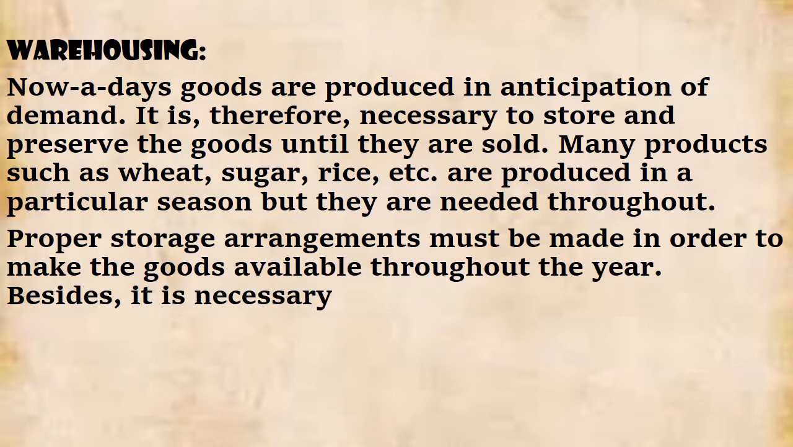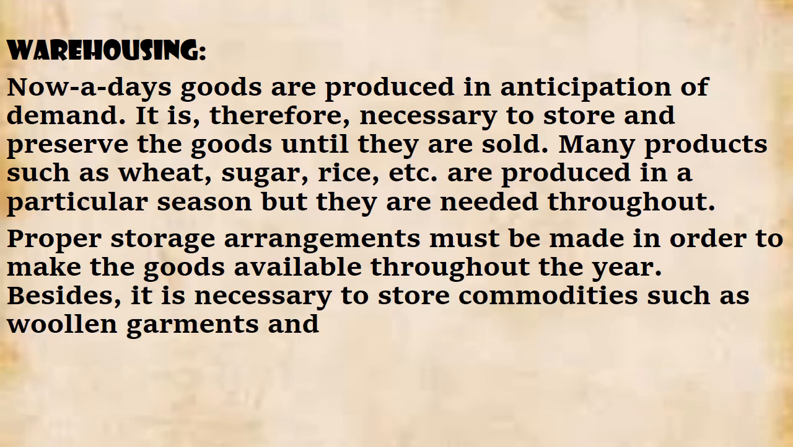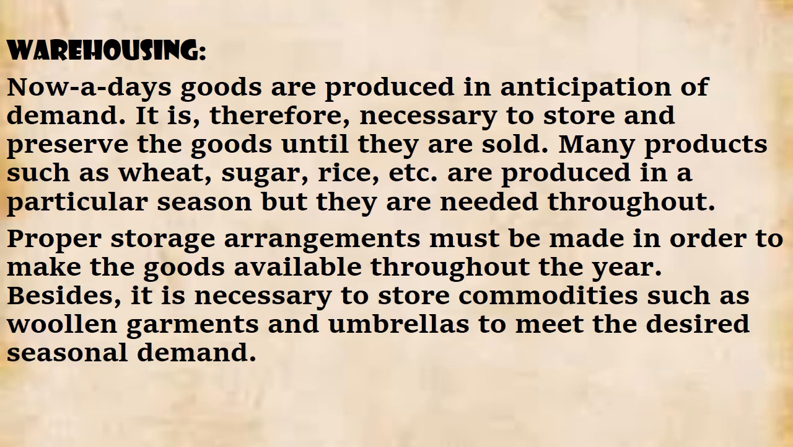Besides, it is necessary to store commodities such as woolen garments and umbrellas to meet the desired seasonal demand. Now, not only the agricultural goods have to be stored with a proper arrangement to make them available throughout the year, but even the commodities that are desired or wanted at seasonal demand.